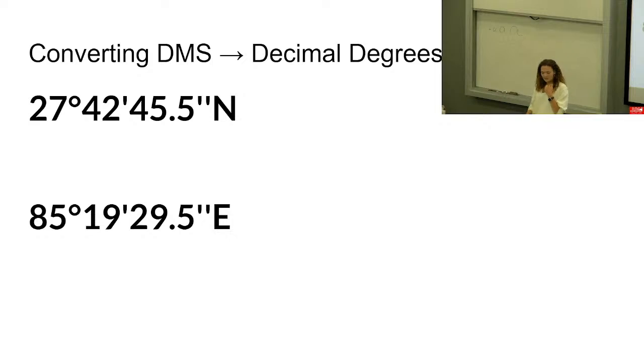So if we take 42.7583, divide by 60, that's going to give us 0.7126. And all we have to do to get the final answer is add that to our original degree of 27. Remember, all we did was convert minutes into degrees, and we're adding it back to the original degree. So that gives our final answer of 27.7126 north.